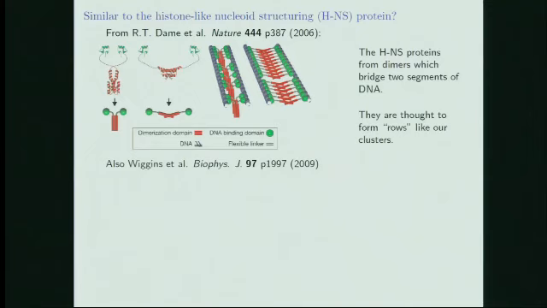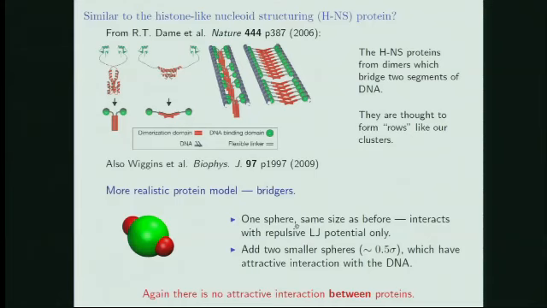So our proteins were isotropic, so we wanted to try and do something a bit closer to this. So we looked at a slightly more realistic model for our protein where we had three spheres. A larger sphere, the same size as before, which interacts only repulsively, by a hard sphere interaction, with the DNA, and then two smaller spheres which are acting as binding sites, which are sticky for the DNA. And again, there's no attractive interaction between the proteins.